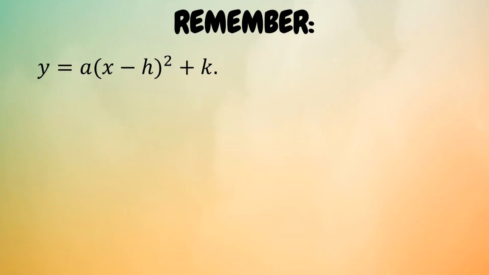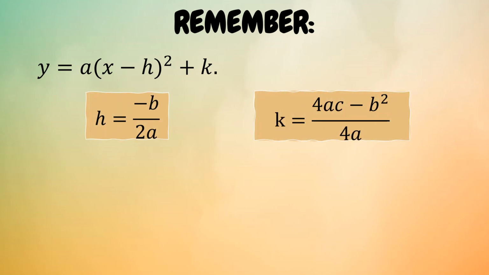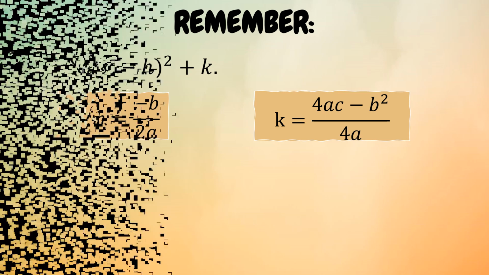Pero, pwede nating i-transform ang quadratic function into y equals a times the quantity of x minus h squared plus k by using the formulas h equals negative b over 2a and k equals 4ac minus b squared over 4a. Kapag na-calculate na natin yung values ng h at k, isa-substitute na natin yung values na yon dito sa ating quadratic function at iyon na yung kanyang sagot.